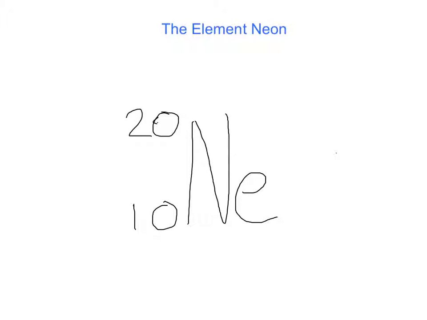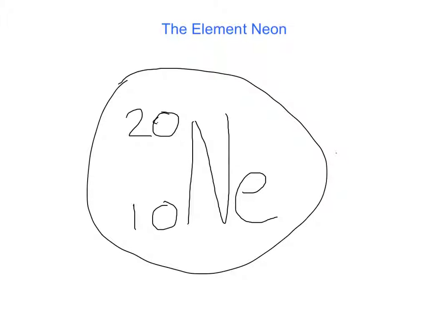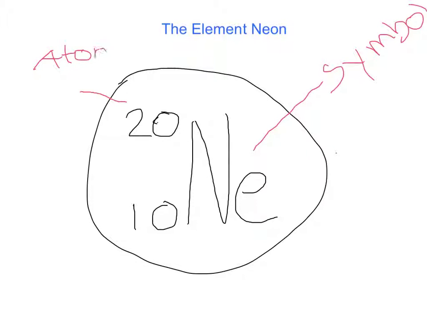This is the standard atomic notation for the element neon. This is the symbol for neon. This is the average atomic mass for neon rounded to the nearest whole number. And this is the atomic number for neon.